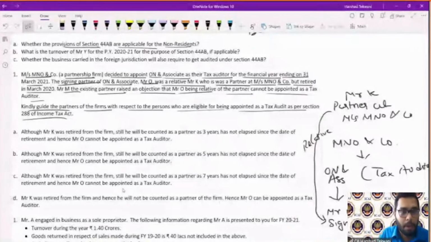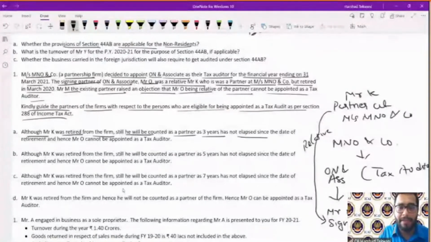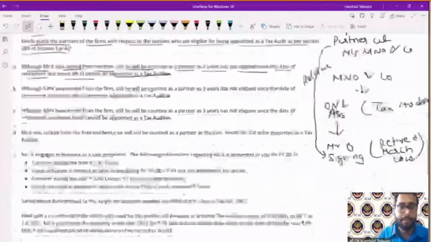Sorry, yeah. So let's see what are the options. Although Mr. K was retired from the firm, still he would continue as a partner as 3 years have not elapsed since the date of retirement, and hence Mr. O cannot be appointed as a tax auditor.